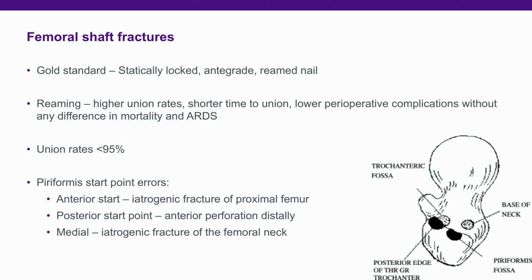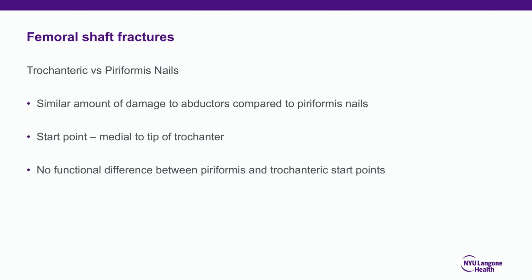Nails can be placed with either a piriformis or trochanteric start. Keep in mind that if not perfectly placed, especially through a piriformis start point, it can cause negative consequences. An anterior start point can cause an iatrogenic fracture in the proximal femur through hoop stresses. A posterior start point can lead to anterior perforation distally, and a medial start point can lead to a fracture of the femoral neck. Ultimately, there are no differences between the two start points, as there was concern about abductor dysfunction in patients with trochanteric start points.